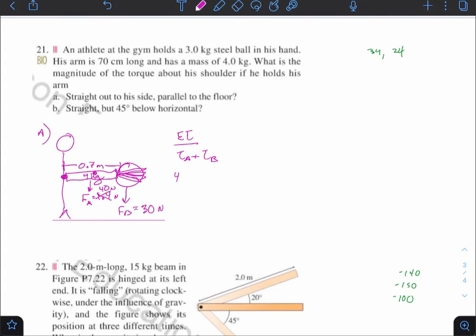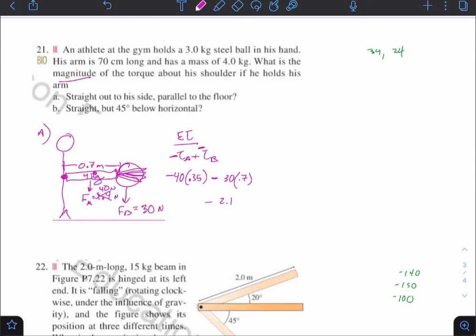So 40 times 0.35. Did they say magnitude? Magnitude. So we are going to take the absolute value, but I'm still going to put in my negatives and positives, because if they subtract from each other versus adding to each other, that's going to give you a different result. Well, they're both in the same direction, so they're both going to be negative. So even though it says magnitude, don't take the absolute value until the end, so you don't make that mistake. Plus force times radial arm, 0.7.